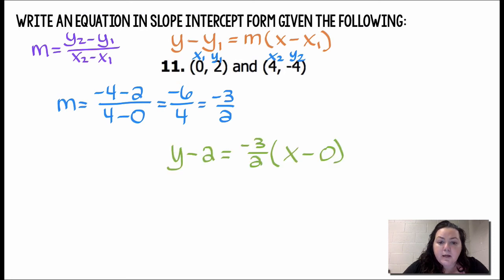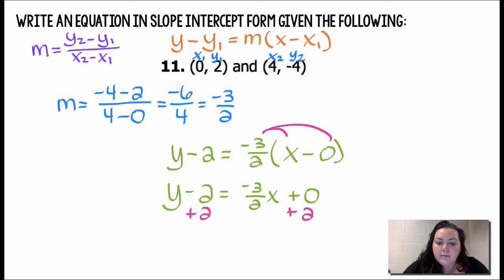And I'm going to plug in x1 and y1 into my point-slope form. So y minus 2 equals -3 halves, x minus 0. I'm going to distribute -3 halves. And then I'm going to add 2 to both sides. So I get y equals -3 halves x plus 2.